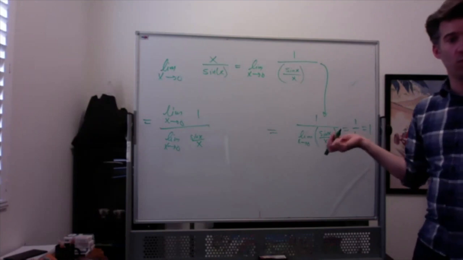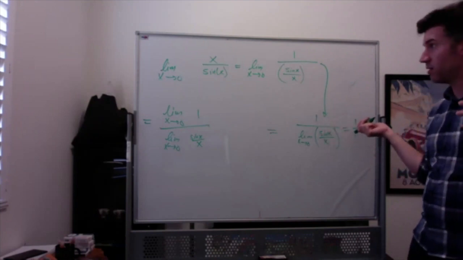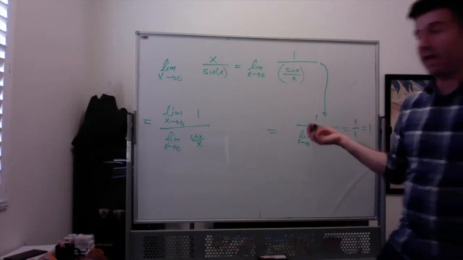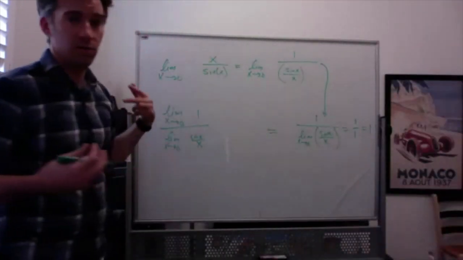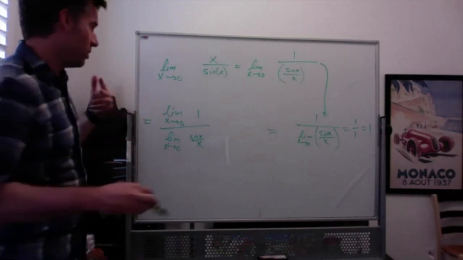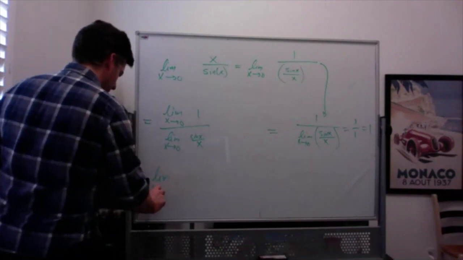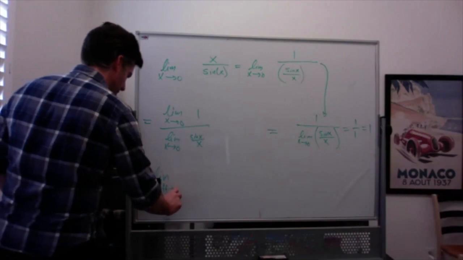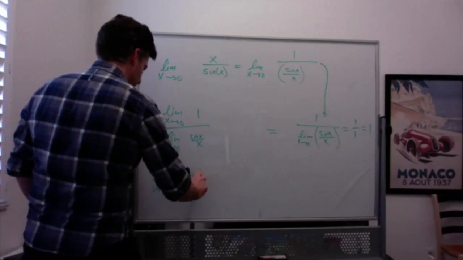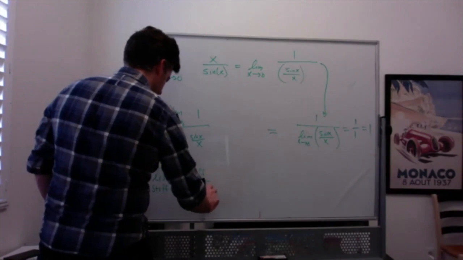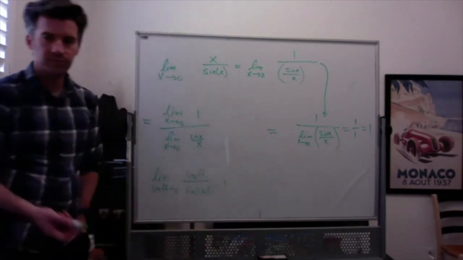And so what this means for us is that if you have the limit as x goes to 0 of sine x over x, you get 1. And it's also true that the reciprocal has a limit that's 1. So we can more generally say that the limit as some stuff goes to 0 of some stuff over sine of your stuff is also equal to 1.